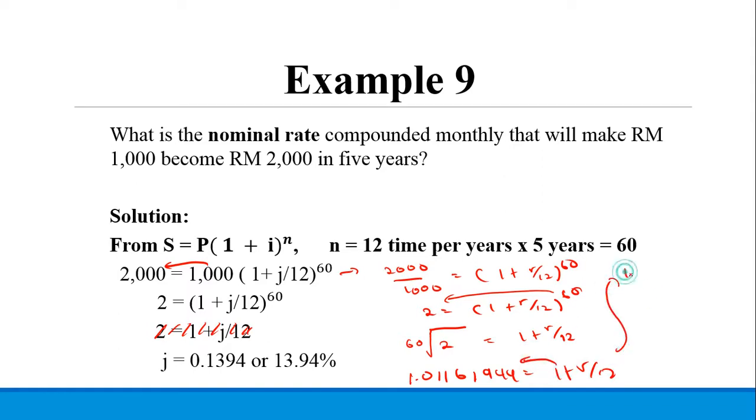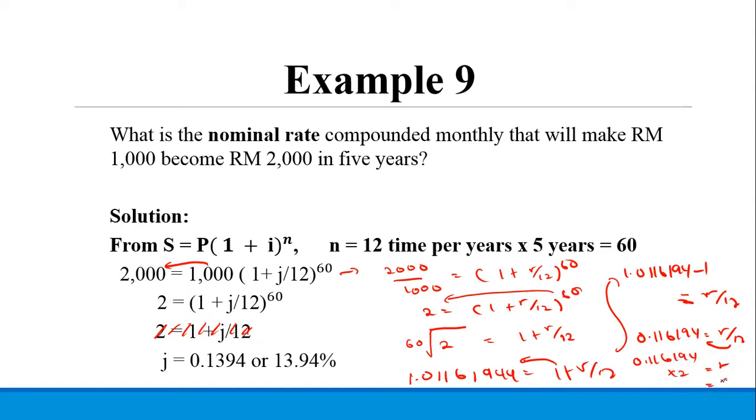Okay, 1.01161944 minus 1 equal to R divided by 12. I move 1 to the left side, it becomes minus. This is equal. So 0.116194 equal to R divided by 12. I move 12, it becomes multiply. 0.116194 multiplied with 12 equal to R.